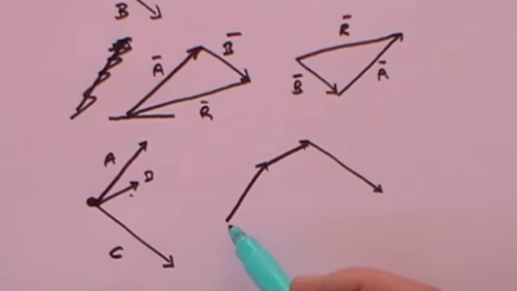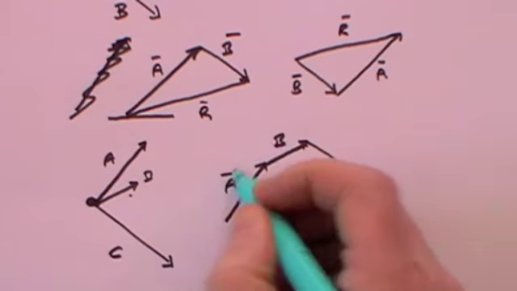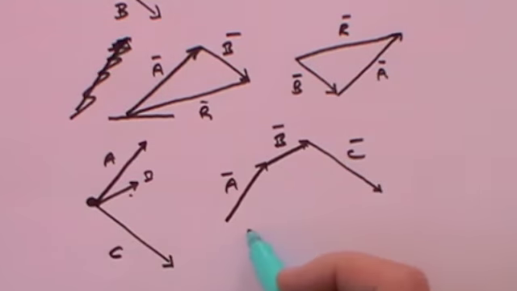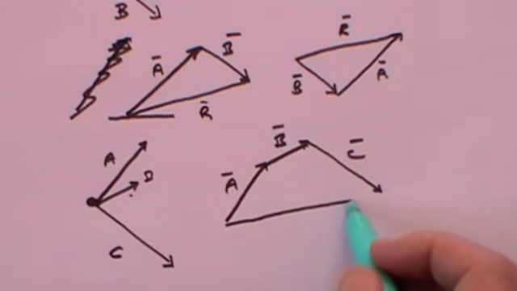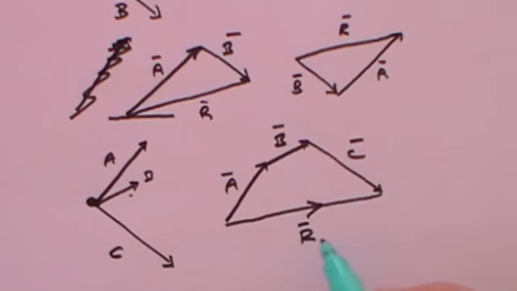And then all you do is you join the tail of the first to the tip of the last. Remember, this is A, this is B, this is C, and then tail of the first to tip of the last is the resultant vector. The length represents the magnitude of that vector, and the angle represents the direction. You can do that for any number of vectors.